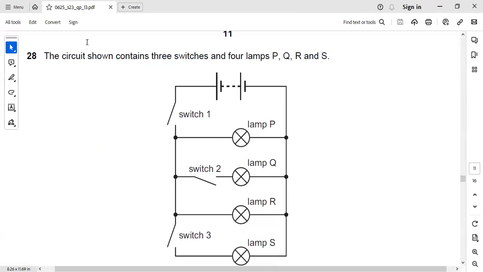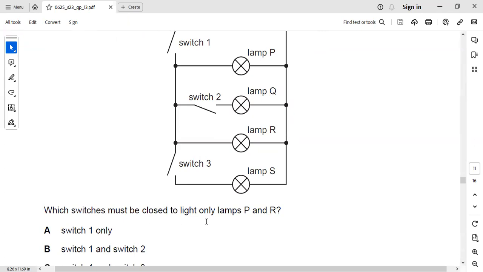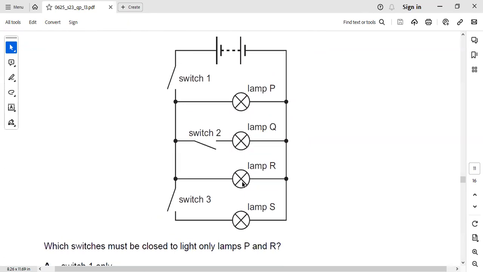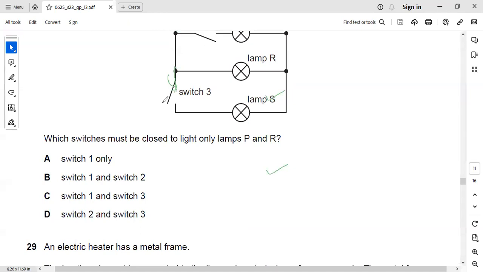Next, the circuit shown contains 3 switches and 4 lamps, that is P, Q, R and S. Your question is, which switches must be closed to light only lamps P and R? So we need to light up lamps P and R. These should be glowing. Which switch do we need to close? We need to close switch 1. When you close this switch 1, the circuit of lamp P is closed. Lamp R's circuit is also closed. So the right answer is A, switch 1 only.